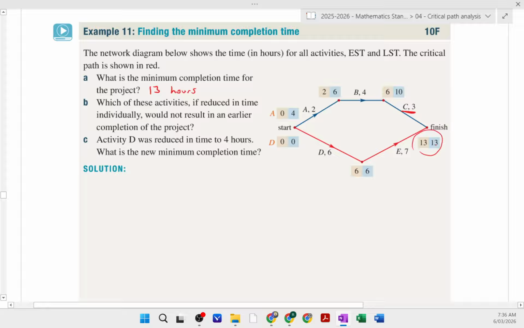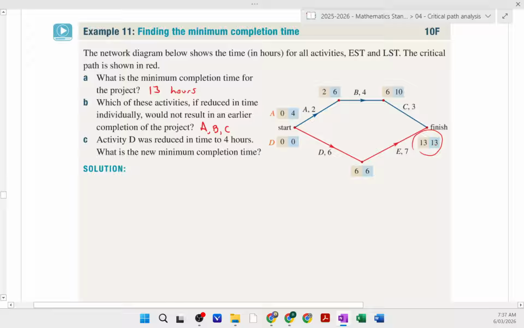So activity 6, because these ones are the critical path, they are the ones affecting it. So it is C, B, and A that are ones that even if you shortened their times, it's not going to affect the completion because they're not on the critical path.